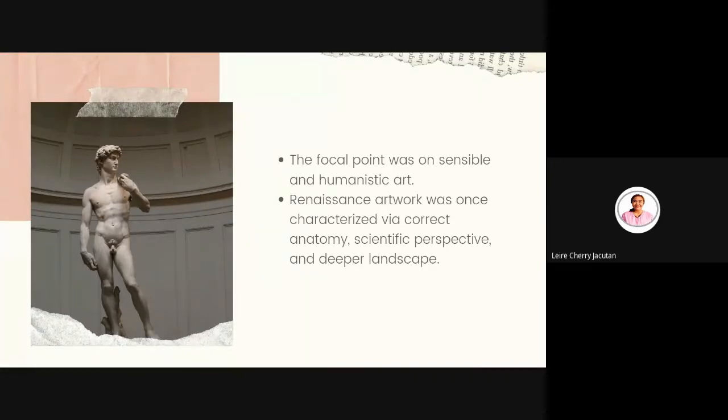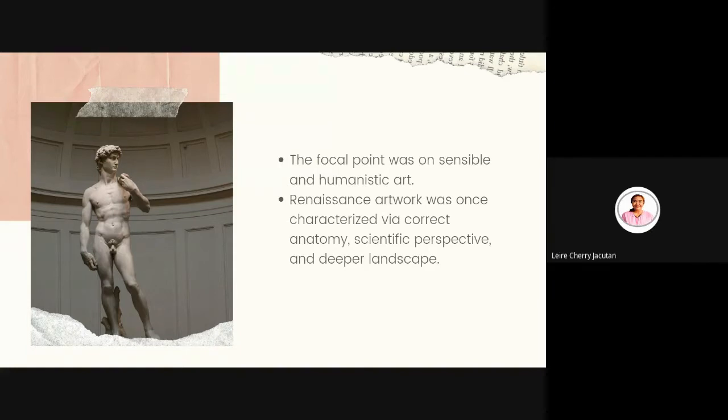Kaya nga kapag pinag-aralan natin yung mga artworks from Renaissance period, mostly it's about yung human body, di ba? So, ginoglory niya lahat ng everything about human. Yan, from their emotions, yung kanilang mga movement, kanilang mga talents. So lahat ng yon yung pinag-aaralan ng panahon ng Renaissance.